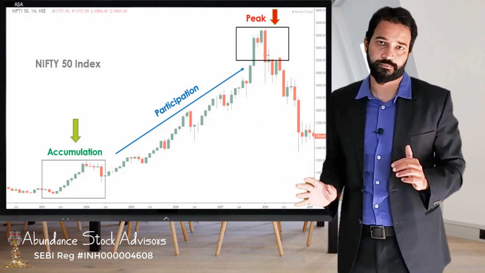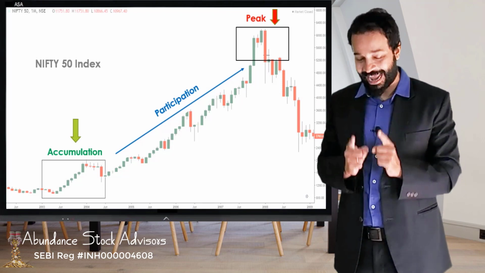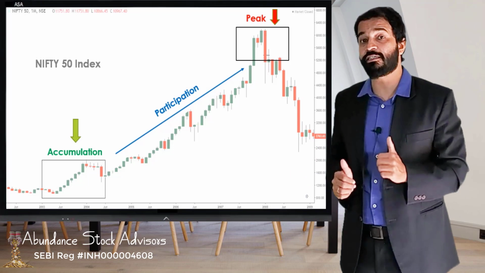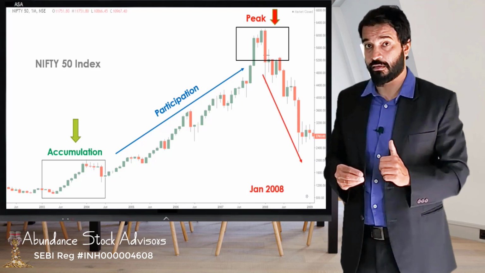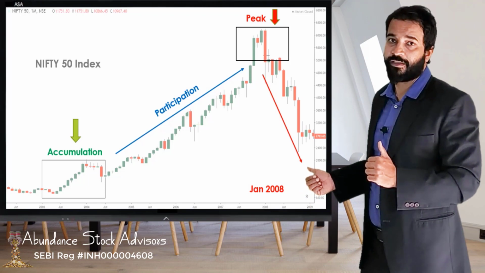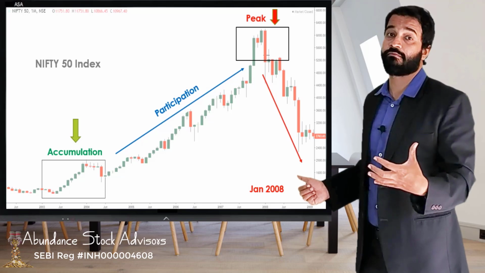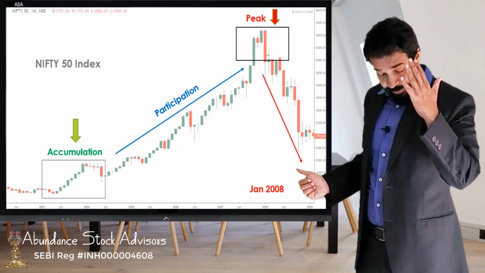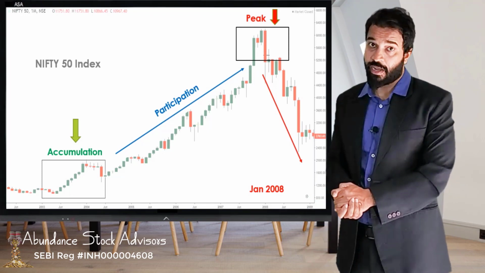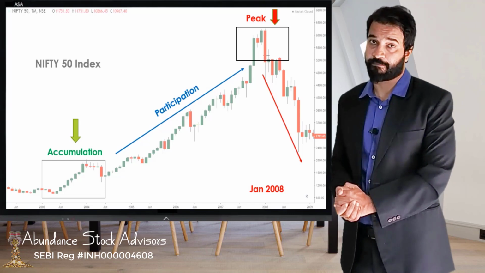The bull rally is over. Lot of retail investors get trapped at this stage, friends, and they lose a lot of money. You can see the markets started falling from Jan 2008. Friends, there are many people who entered the markets at peak in 2008 and they lost all their wealth. Even today, they have not been able to recover their losses. Had they understood Dow theory then, they would have been on the winning side today.